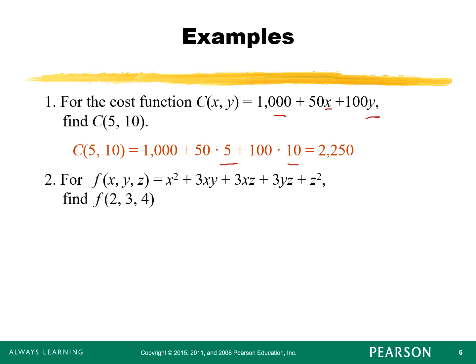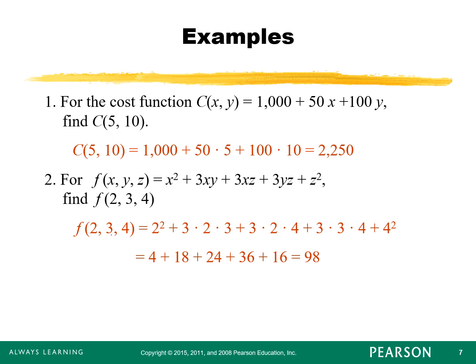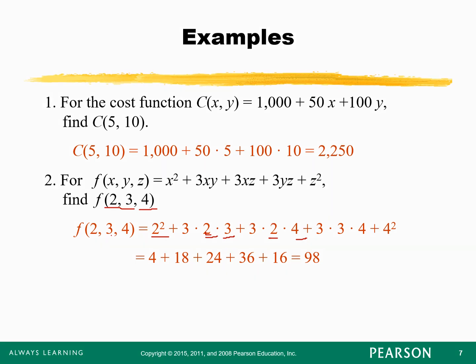For a 3-variable function, x squared plus 3xy plus 3xz plus 3xy plus z squared, with the values 2, 3 and 4, which are shown here as the x, the y and the z. Here it goes back: we see the 2 as x, the 2 to the power of 2, 3 multiplied by x and y, the x as 2 here and y as 3 here, plus 3 multiplied by x and z, x as the 2 as we used before, and z as the 4 as shown here. It goes on and on with the same pattern, and then it's 98. You can calculate it yourselves.